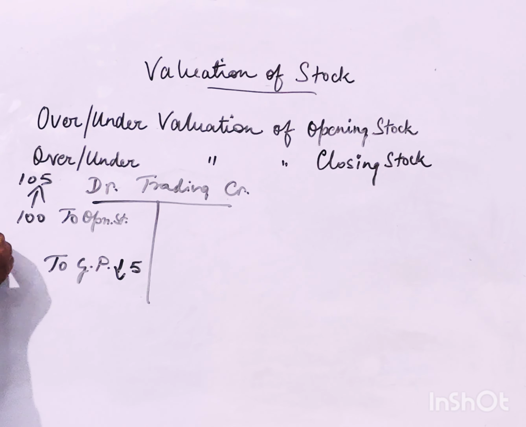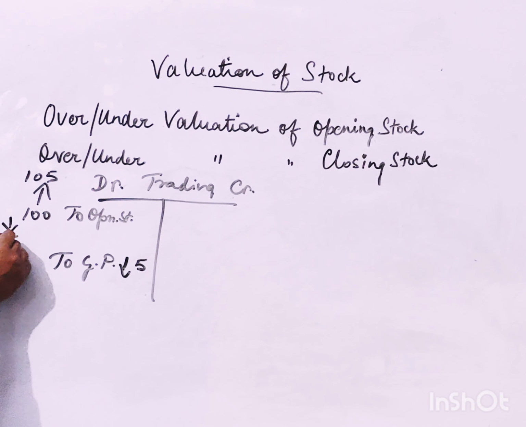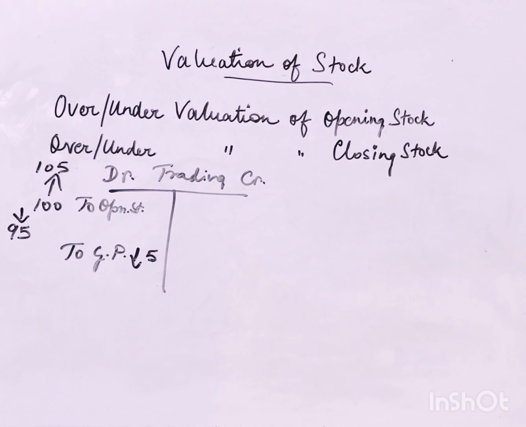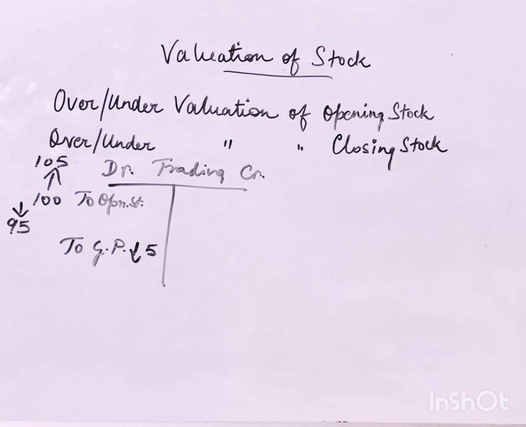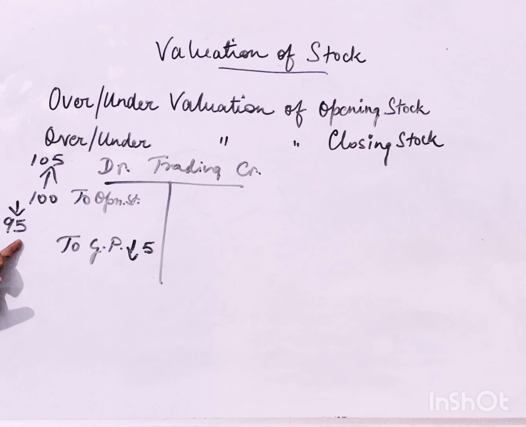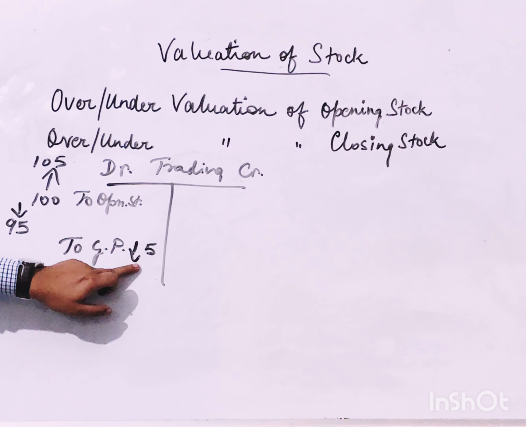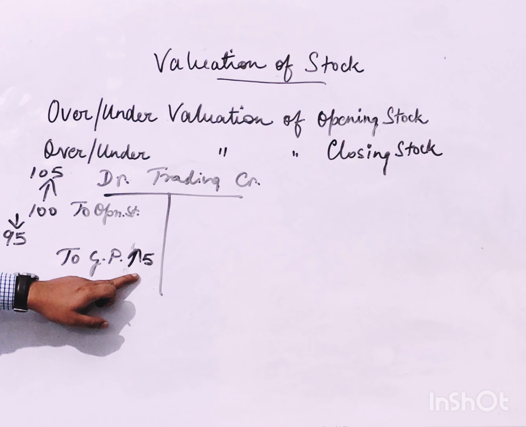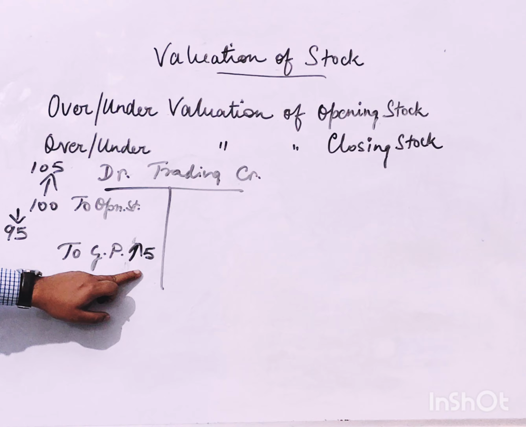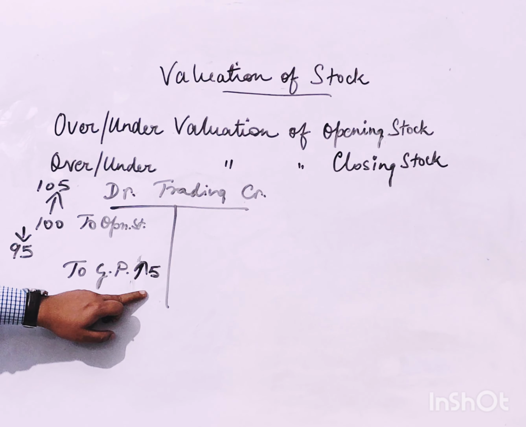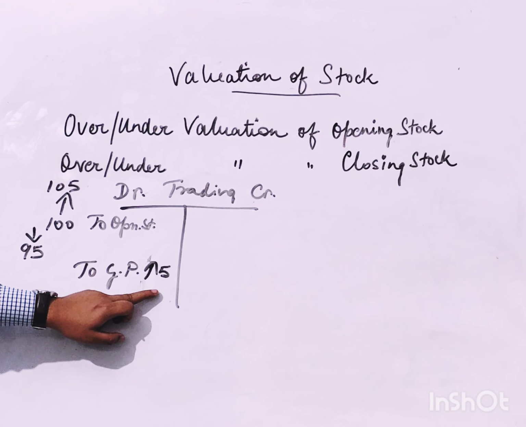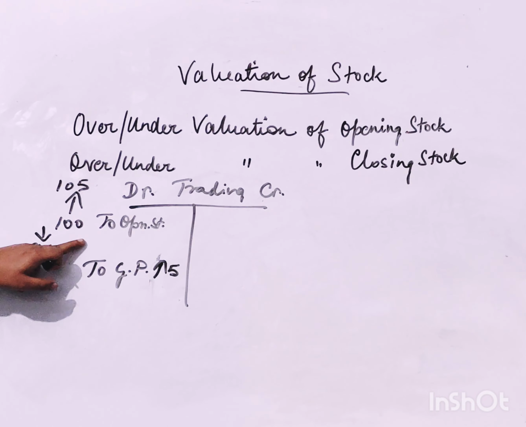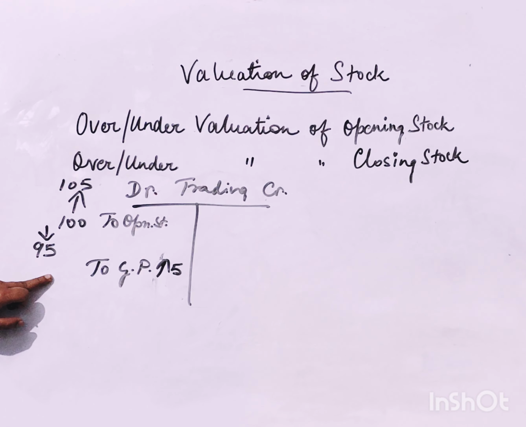Similarly, if my opening stock is undervalued by rupees 5 and it is valued at rupees 95 instead of rupees 100, this 5 rupees reduction in the opening stock will ultimately lead to increased gross profit, and this increased profit of rupees 5 is an incorrect measurement of profit. This gross profit is incorrectly calculated because my opening stock is undervalued by rupees 5.